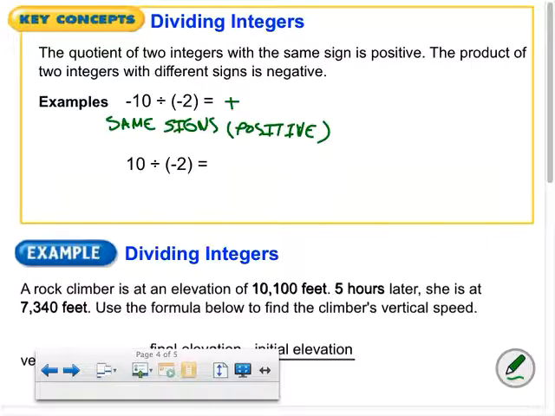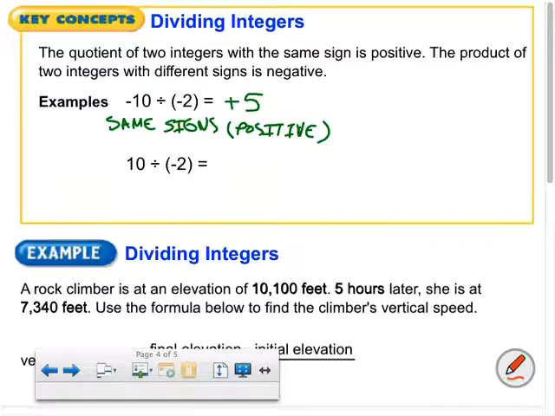Okay? But then go ahead and divide it out. What's 10 divided by 2? Or what's half of 10? Right. So positive 5 is my answer. Do you see how easy that is? Okay. Somebody walk me through the next one. Go ahead.